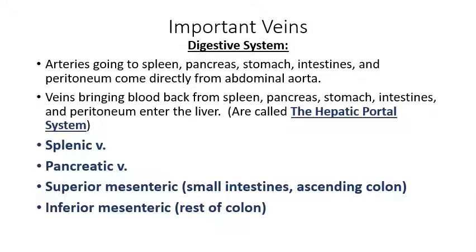Okay, so there's some other veins. There's a spleen vein that comes out of the spleen, the splenic vein, pancreatic vein, and then superior mesenteric and inferior mesenteric. The superior mesenteric vein takes blood from the small intestines, some of them, as well as from the ascending colon, and then the inferior mesenteric veins takes the rest of the blood from the colon.